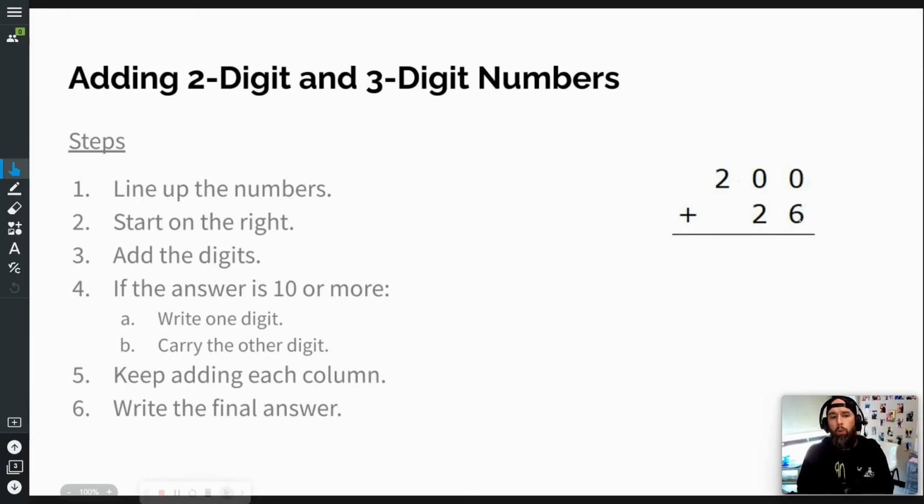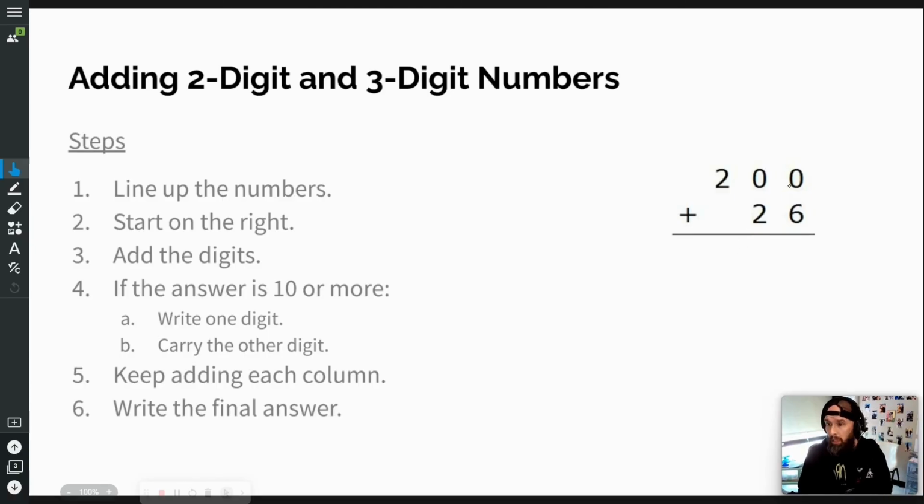You're going to start on the right and you're going to add the digits. Now, what's going to happen is if your answer is 10 or more, you're going to write what you have in the ones place value underneath the line and then carry over the number from the tens place value. Now, that's not going to happen here, not for this problem, but that's what you're going to do if that happens. Then once you're done with the column, you move to the left, and you add and you add and you add until you have your final answer.